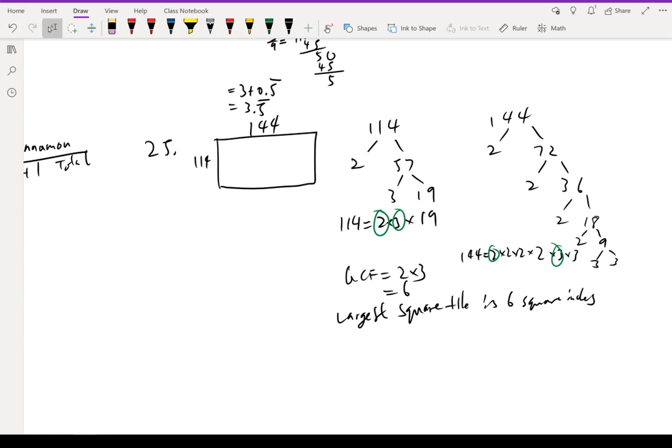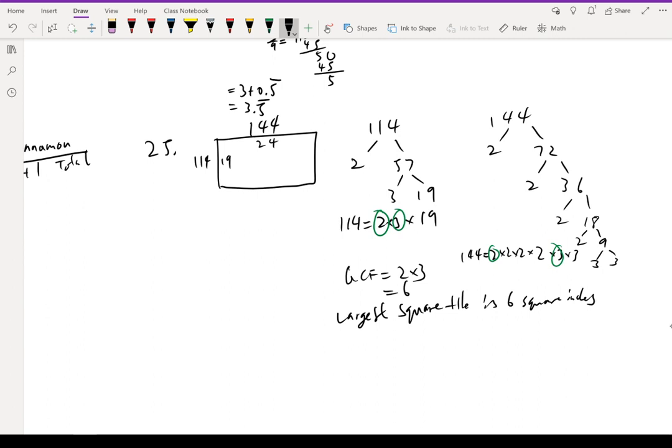How do we do this? Okay, so 6 goes into 144 how many times? 144 divided by 6 goes into it 24 times over here. And then 6 goes into 114 how many times? 6 goes into 114 19 times.